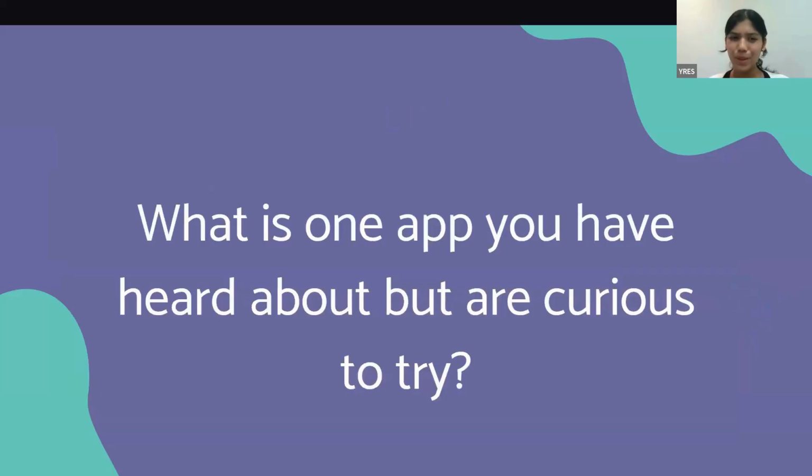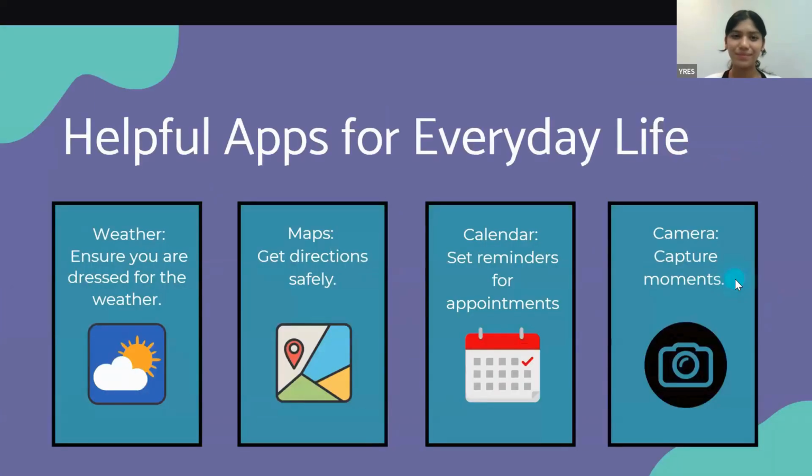Now, what is one app you have heard about but are curious to try? Here are some helpful apps for everyday life. The first one is the weather app, and this ensures that you are dressed for the weather. There's also the Maps app, where you can get directions from. There's also the calendar, where you can set reminders for appointments. And there's also the camera, where you can capture special moments.